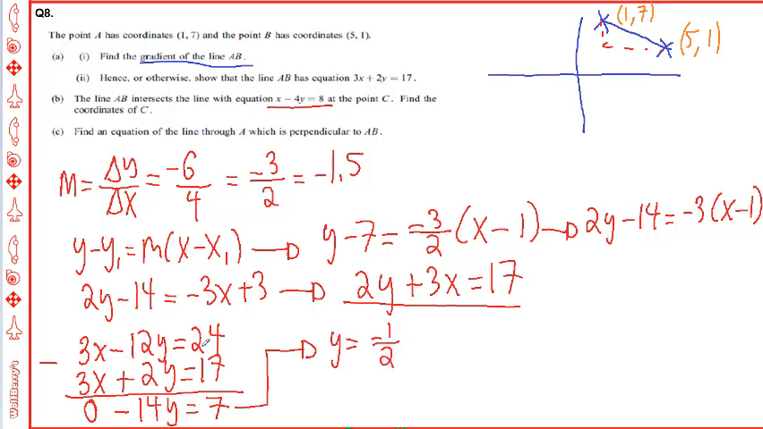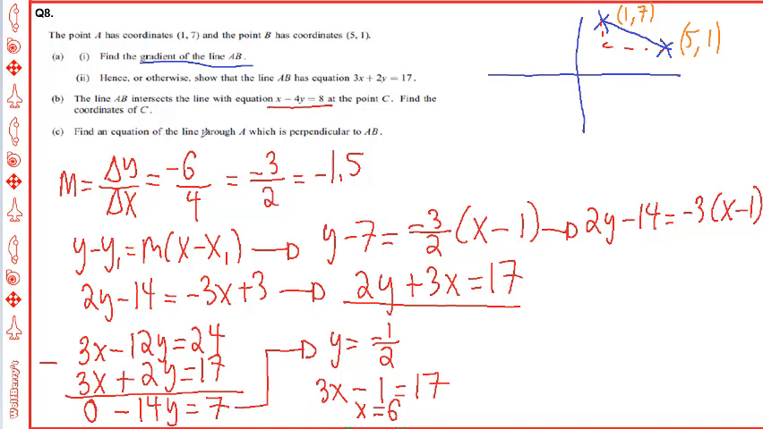Plug this into any one of these equations, and it will give you the x value. Let's put it into this one here. So we have 3x plus 2, put the y inside there, minus a half, becomes minus 1, is equal to 17. Move that there, becomes 18. Divide both sides by 3, x is equal to 18 divided by 3, which is equal to 6. So C is 6 and minus a half.